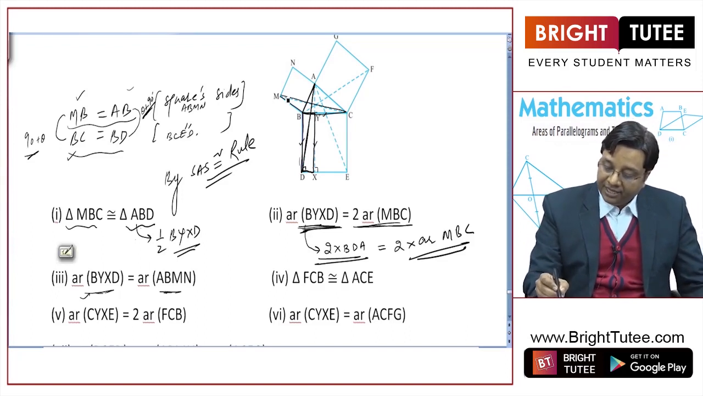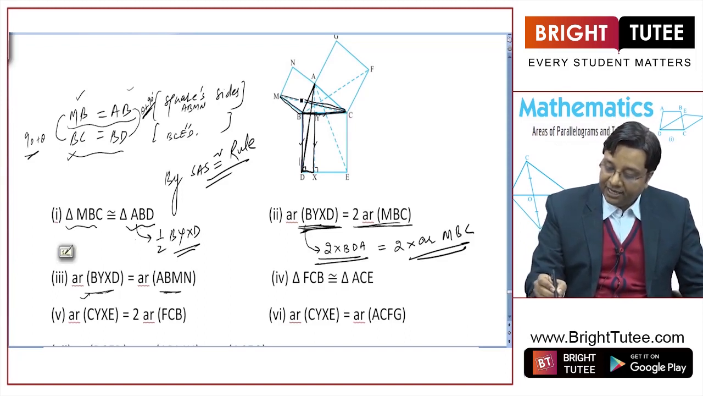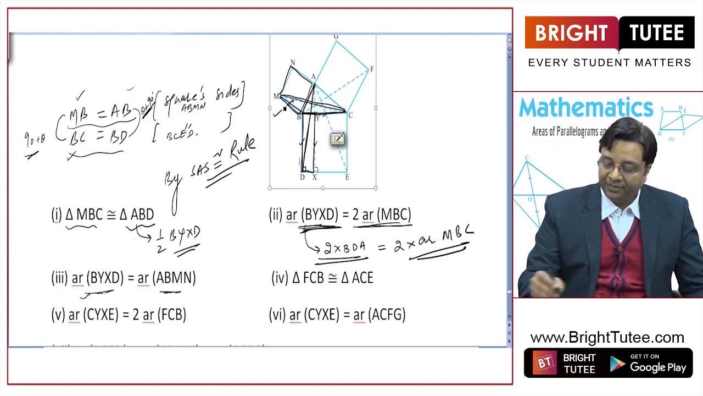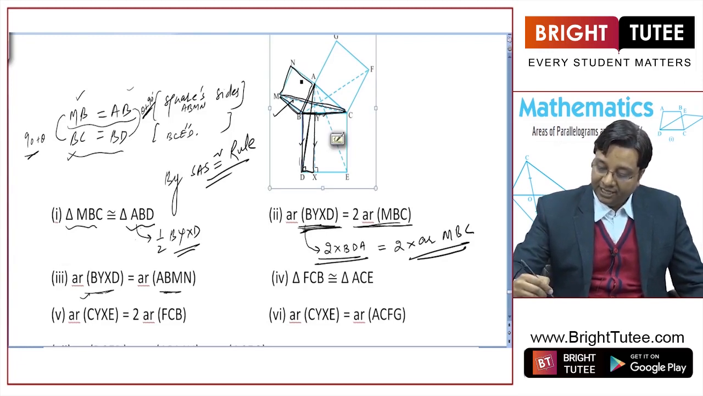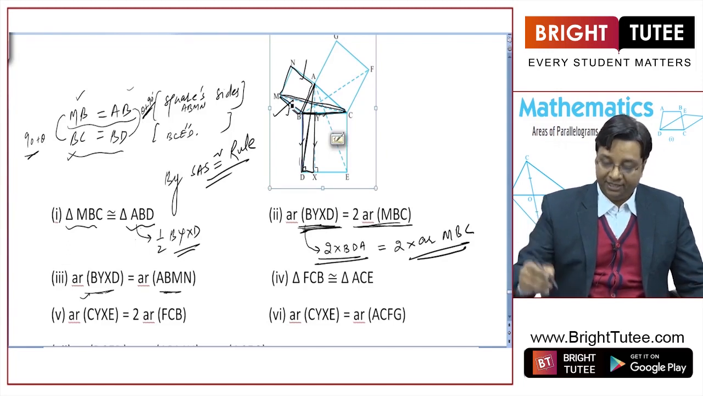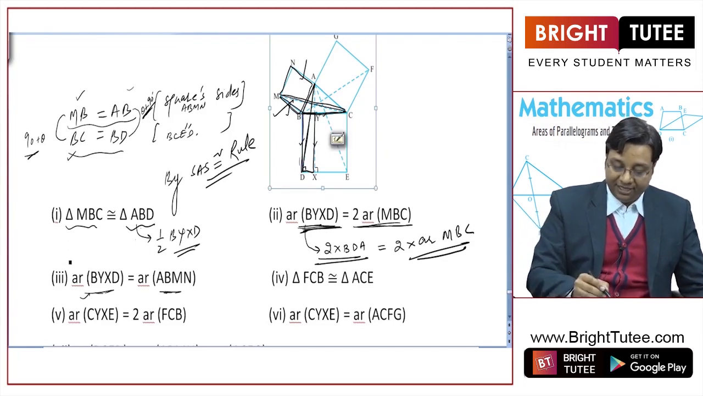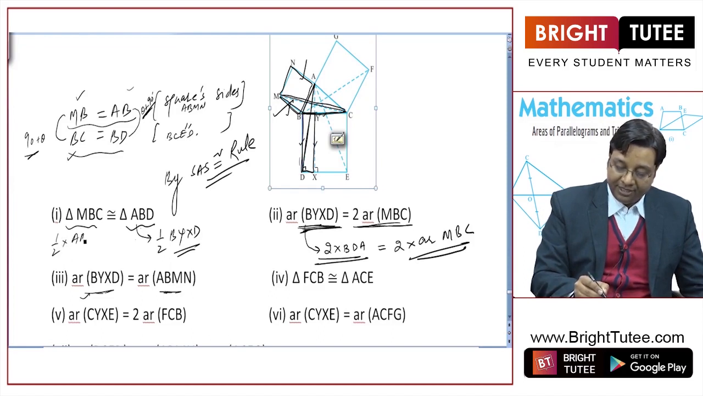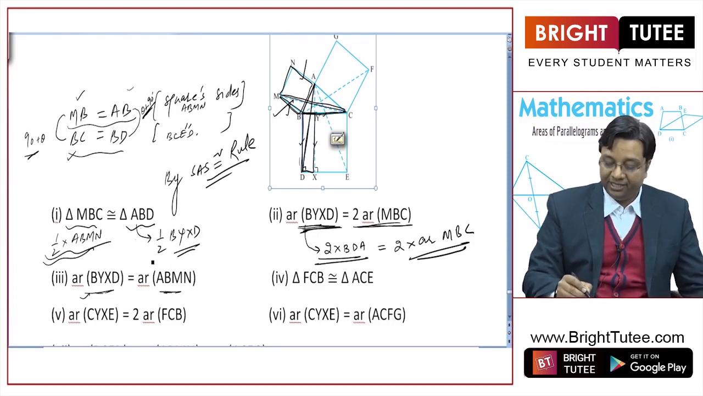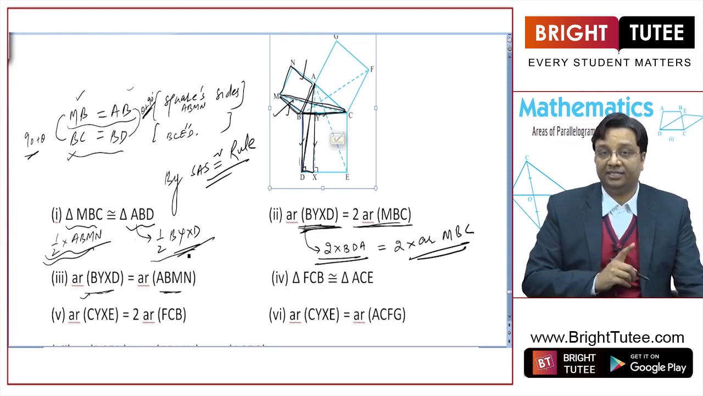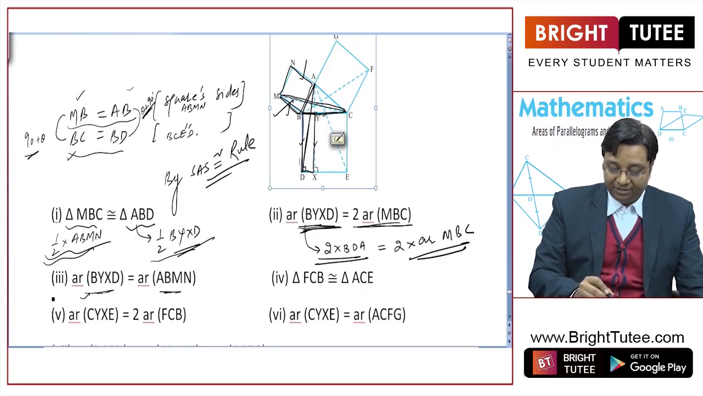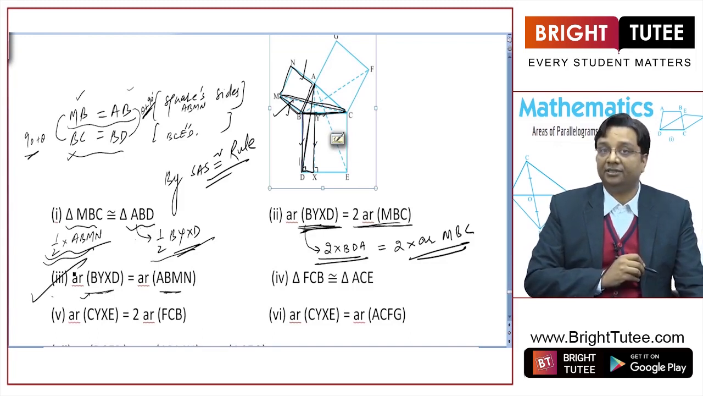Now look at this. MBC and ABMN lie on the same base MB and between the same parallel lines NC and BM. So MBC will have area half the area of ABMN. So if half of ABMN is equal to half of BYXD in area, then their doubles will also be equal. Hence the third part is proved.